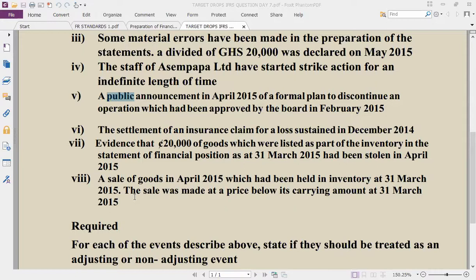an earthquake occurred and destroyed their main production plant. Adjusting or non-adjusting? Non-adjusting. Natural disaster. Earthquake. Good. So on that note, we are done with this.